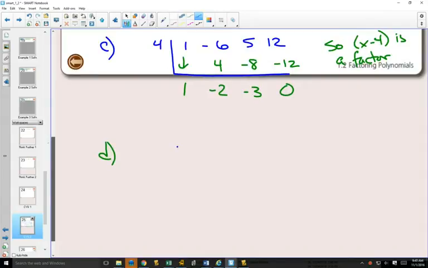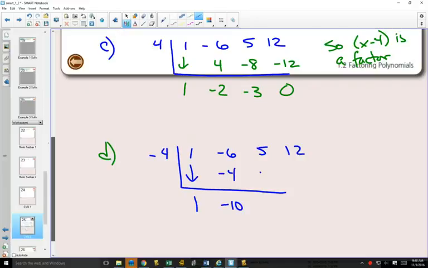And synthetic division for the last one, we're checking x plus 4. We have a remainder of negative 168.